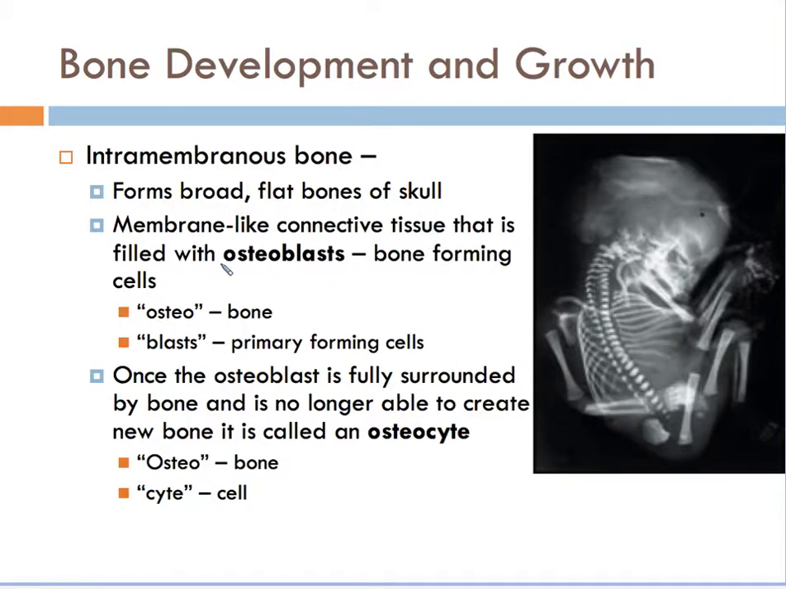They're filled with osteoblasts, which are bone forming cells. So osteo is bone, blast refers to a forming cell. Once your osteoblast is fully surrounded by bone, and when it can't create any more new bone, it's called an osteocyte. This is a mature bone cell. So osteo refers to bone, cyte refers to cell.